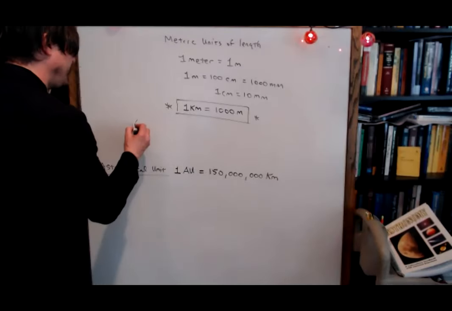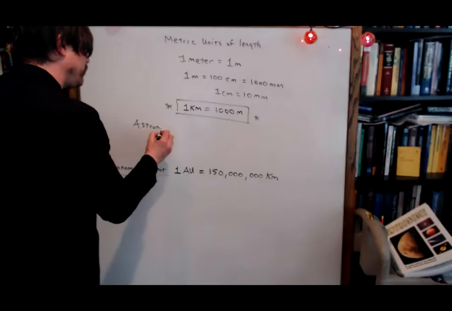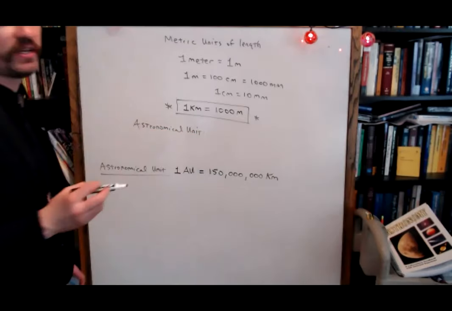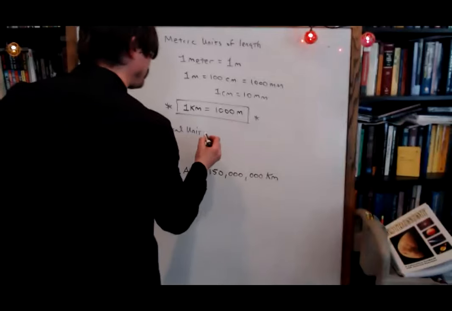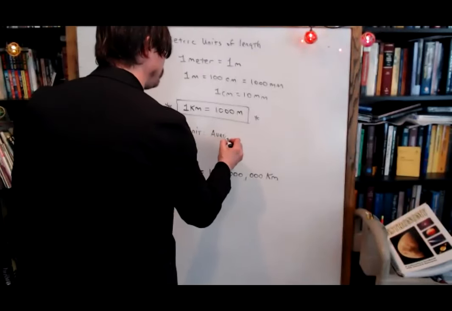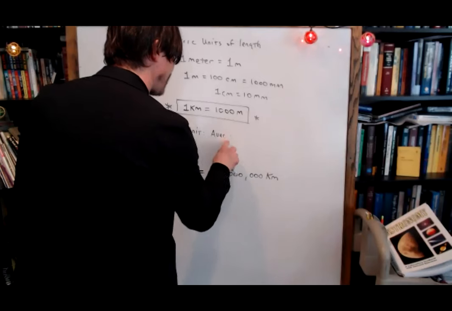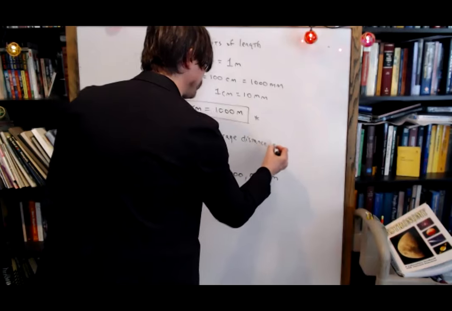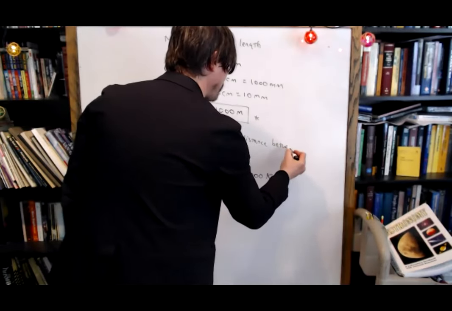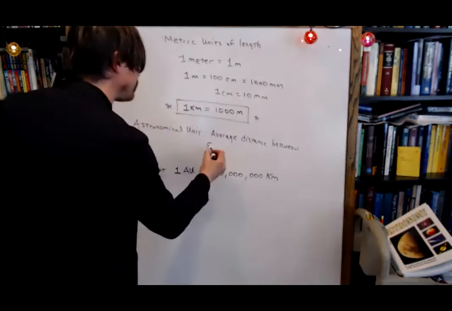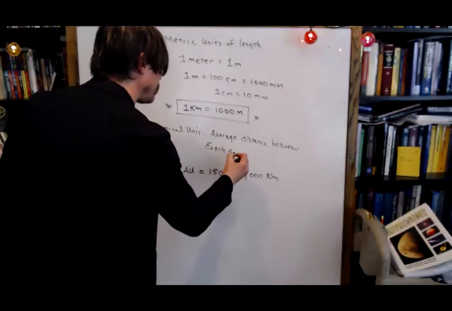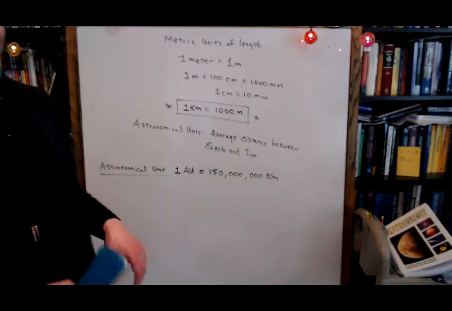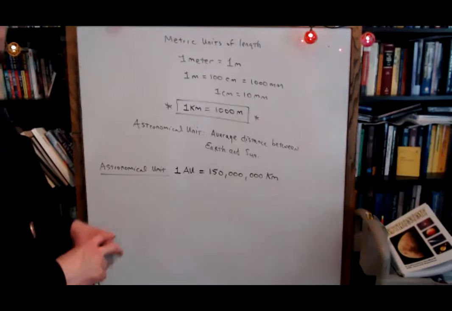So in that case, an astronomical unit, which is not technically a metric unit, but is measured in terms of them, I suppose. An astronomical unit is defined as the average distance between Earth and the Sun. It has a value of 150 million kilometers.